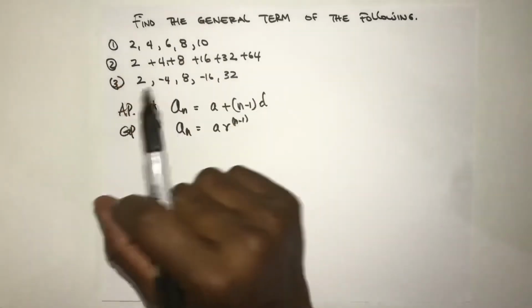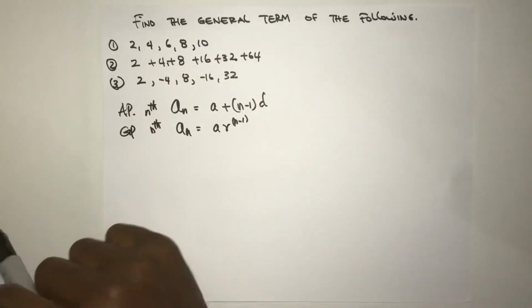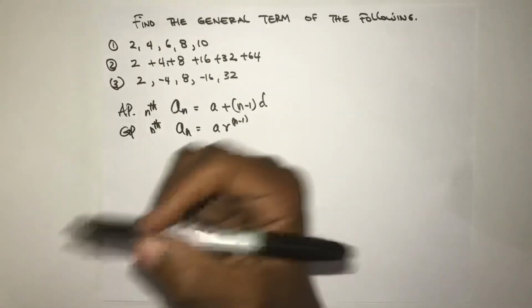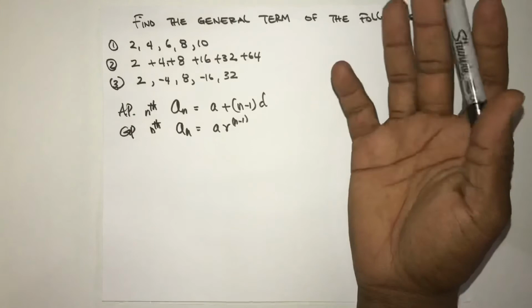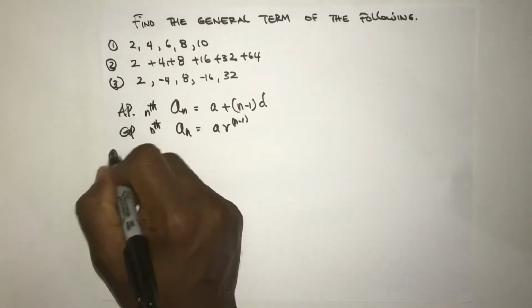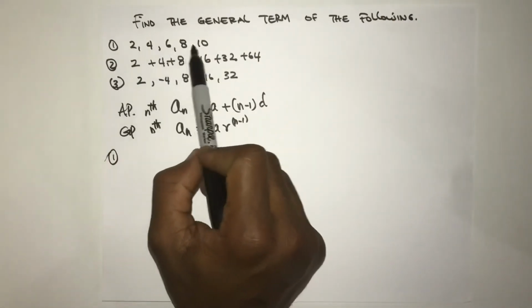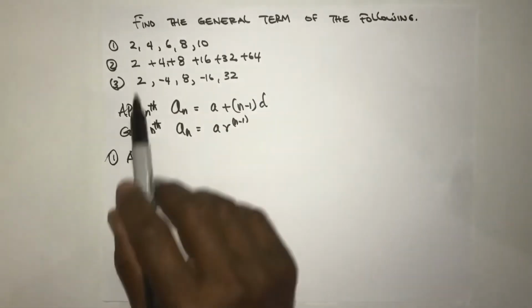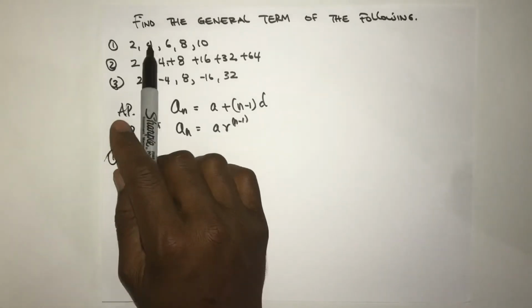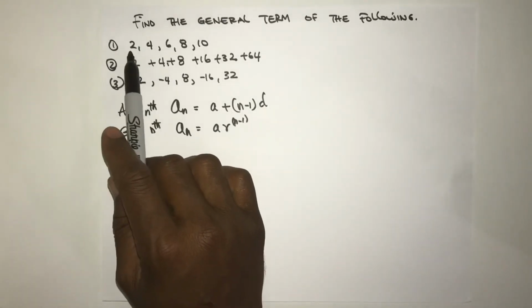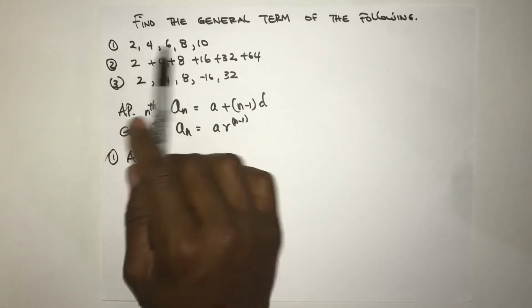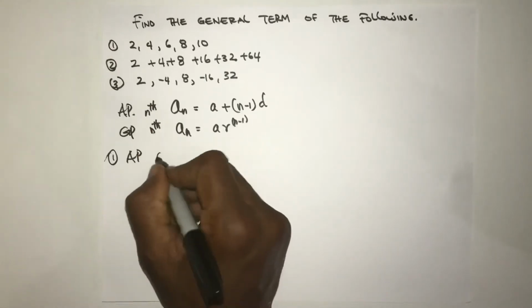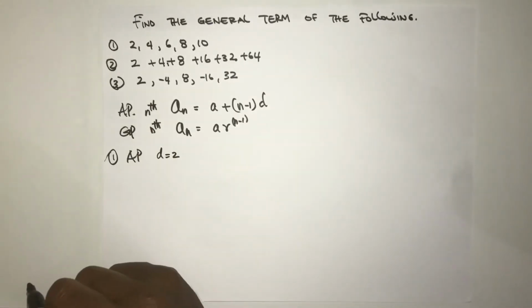So whenever we're doing a question, the first thing to consider is to determine whether the sequence is an arithmetic progression AP or a geometric progression GP. Now for question 1, it says 2, 4, 6, 8, 10. Looking at this, we can see that this is an AP, and the common difference is the subsequent number minus the previous number. So 4 minus 2 is 2, 8 minus 6 is 2, 10 minus 8 is 2, likewise. So the common difference is 2, right?